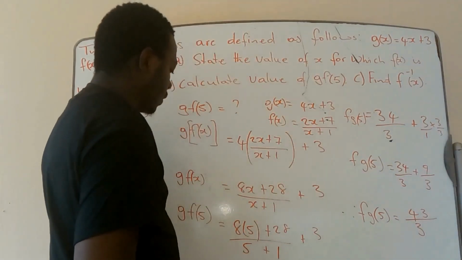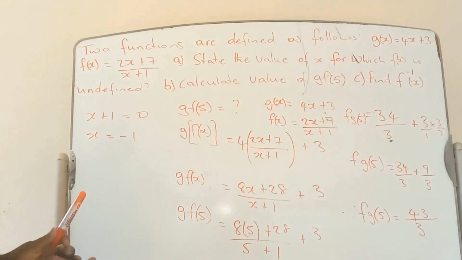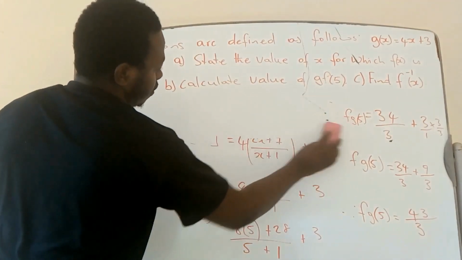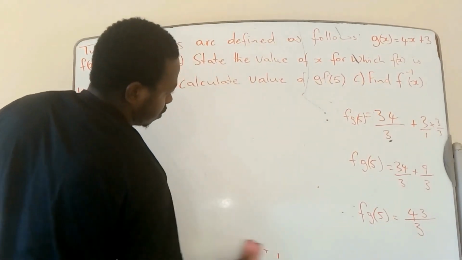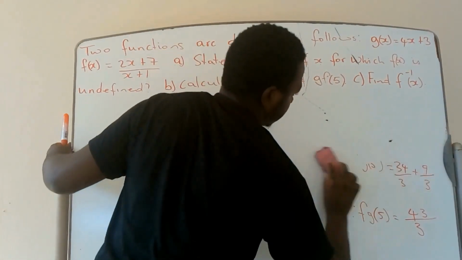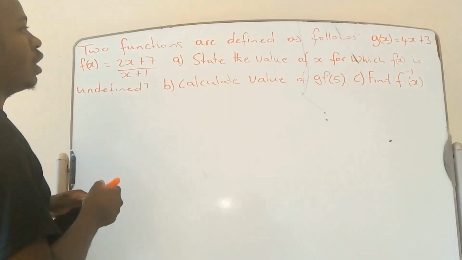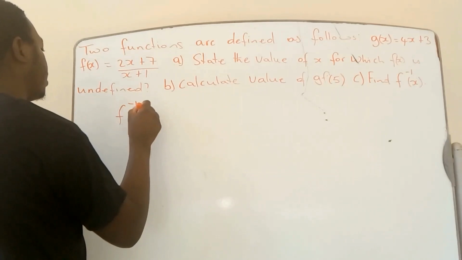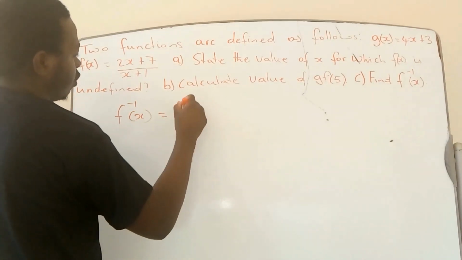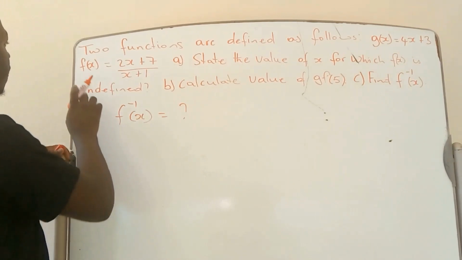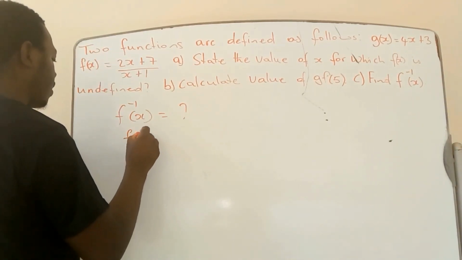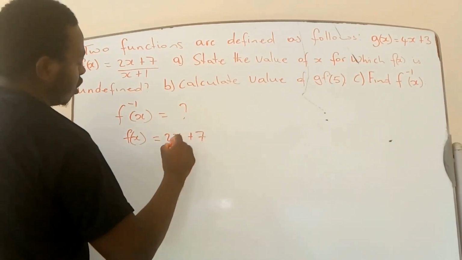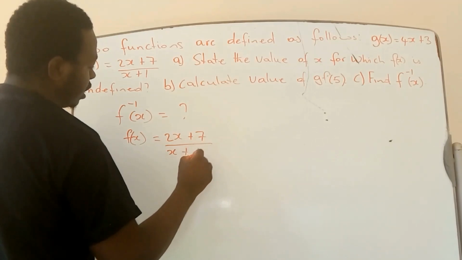Alright? Let's look at the final part of the question. Part c says find f inverse of x. That's what we want to find. So first, you write the function f of x. You know that f of x is equal to 2x plus 7 all divided by x plus 1.